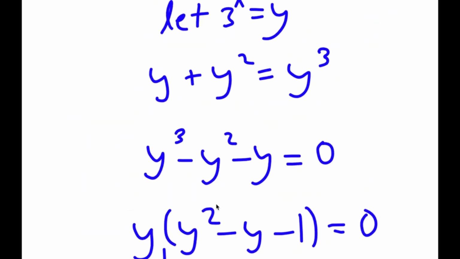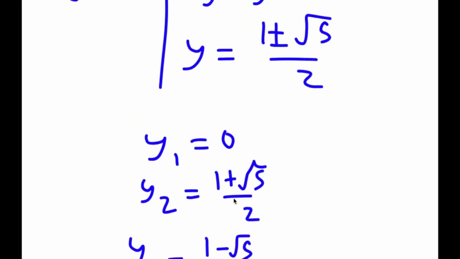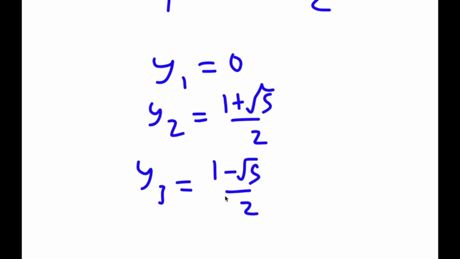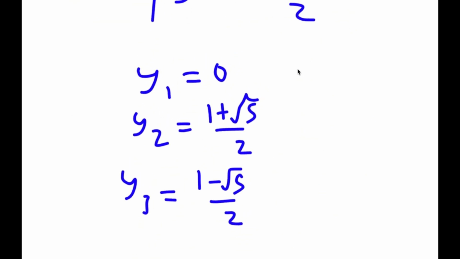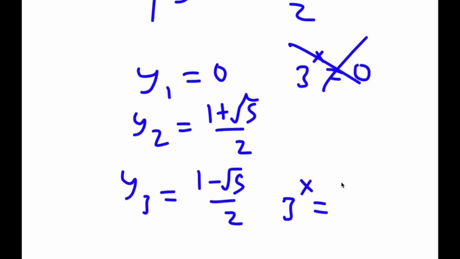Now remember how we set 3 to the power of x equal to y. So I have 3 to the power of x is equal to 0. This is our first value of y, and you can't take the power of a number and make it equal 0, so this is wrong. Now I have 3 to the power of x is equal to 1 minus the square root of 5 over 2, and 1 minus the square root of 5, that's going to be a negative number, and you can't take the power of a positive number and make it a negative number, so this is wrong as well.